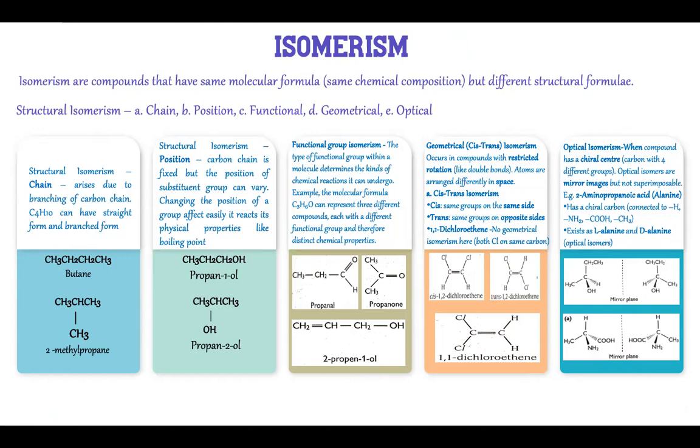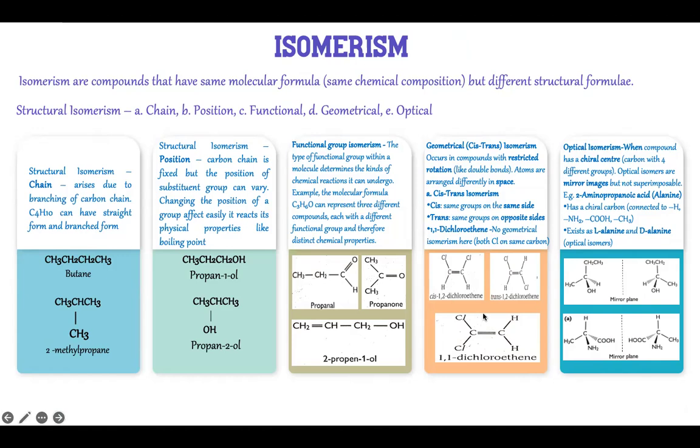Fourth, we have geometrical or so-called cis-trans isomerism. It occurs in compounds with restricted rotation, like a double bond. Atoms are arranged differently in space. Cis refers to the same groups on the same side. Trans refers to the same groups on opposite sides. And 1,1-dichloroethene has no geometrical isomerism, as both Cl are on the same carbon. So this is the diagram shown below.